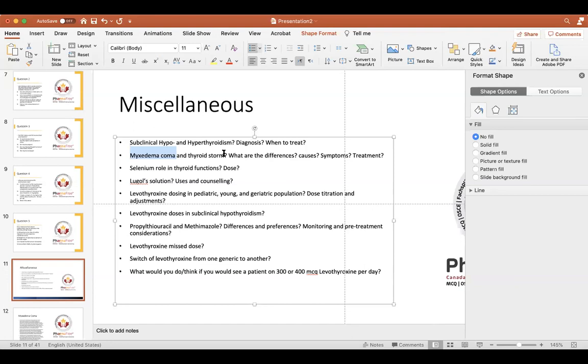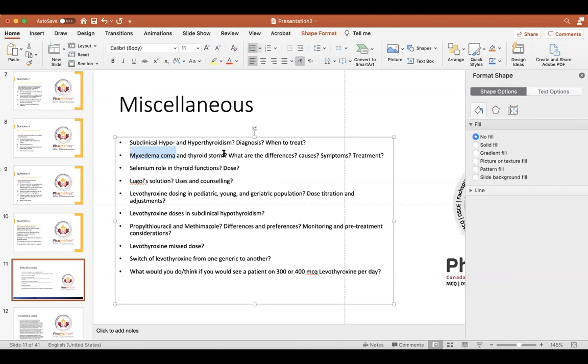IV? Yes, we give levothyroxine IV. What about the oral? Okay, followed by the oral. No, in myxedema coma it is an emergency case, so I don't give oral. What is the problem if you give it? Because if you give him a high dose?